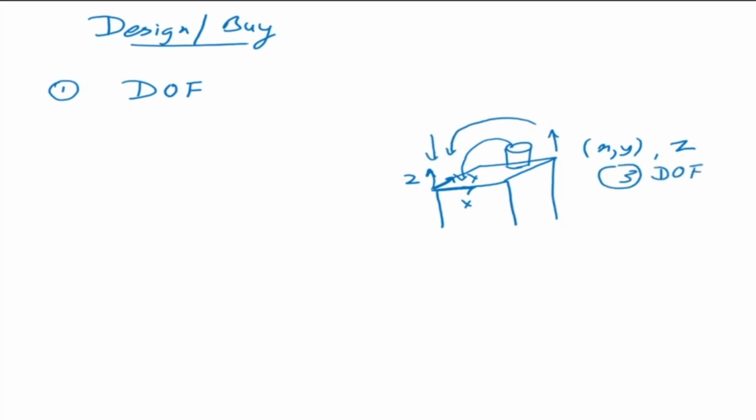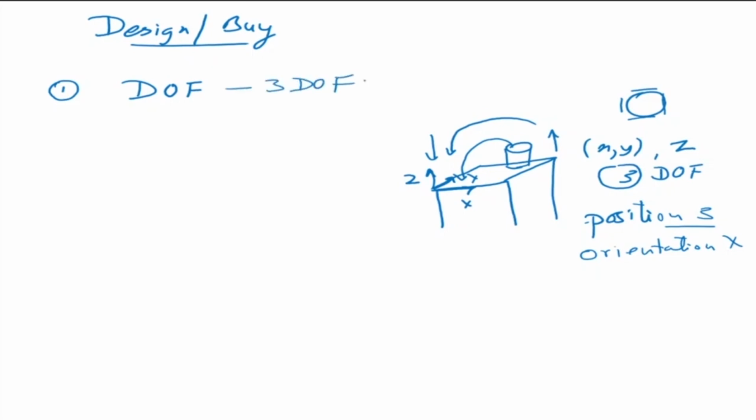Now, this object is a symmetrical object. That means it's a cylinder, so from the top you see it's a circle. You can catch it with a 2-finger gripper in any orientation. We can catch it like this, or we can catch it like this. So in this particular case, position is 3, and orientation is not required. The rotation orientation may not be required for this. Why? Because it's a symmetric object. So 3 degrees of freedom for a symmetric object.